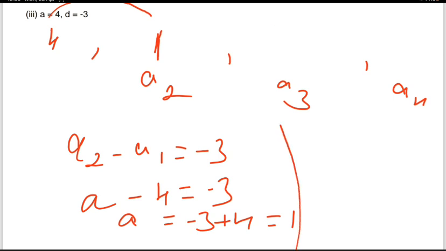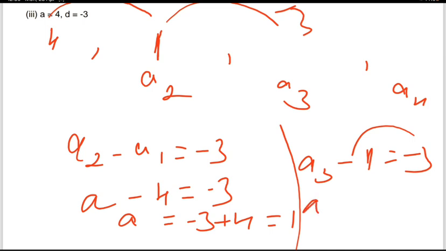Now if you take A3 minus A2, you will be getting minus 3, the common difference. So this is the way you can find the AP easily. A3 minus A2, you know A2, that is 1. A3 minus 1 is equal to minus 3. If you take minus 1 to that side, it changes to plus 1. So A3 is equal to minus 3 plus 1, that is A3 is minus 2. So A3 you got as minus 2.